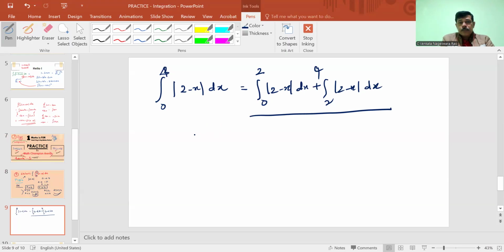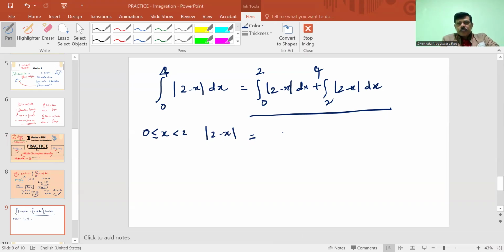But the understanding is very important. Now we need to write the actual expressions. For 0 less than or equal to x less than 2, what will happen to my 2 minus x? Generally, if you substitute a value less than 2, what will this result be?